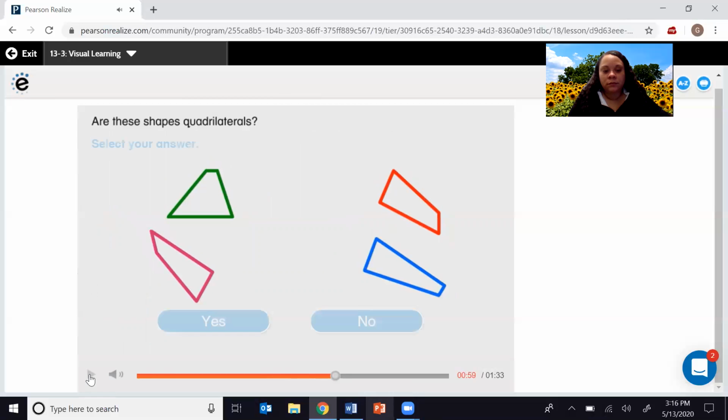Quadrilaterals. Select your answer. So before we answer the question, what is a quadrilateral? A quadrilateral is a shape with 4 sides, 4 vertices, and 4 angles. So let's count and see if there's 4 vertices. 1, 2, 3, 4. There's 4 sides, 4 angles. 1, 2, 3, 4. Yep. 1, 2, 3, 4, and 1, 2, 3, 4. So they all have 4 sides, right? These are the sides. They all have 4 vertices, the corners, and they all have 4 angles. So yes.